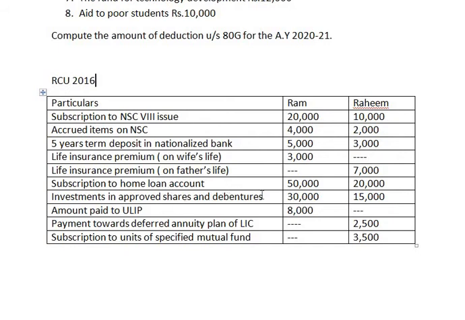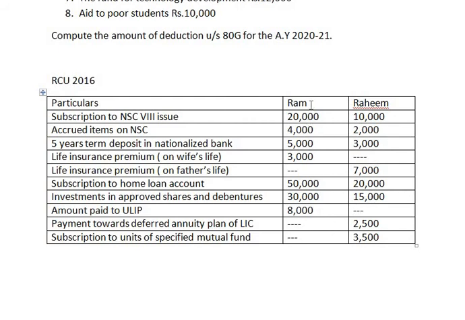Investment in approved shares and debentures is allowable. Amount paid to unit linked insurance plan is allowable deduction. Payment towards deferred annuity plan of LIC is allowable deduction. And last is subscription to units of specified mutual fund, allowable deduction. When you are solving the problem under this, only life insurance premium on father's life is disallowable. Rest all contributions that are made are allowable.